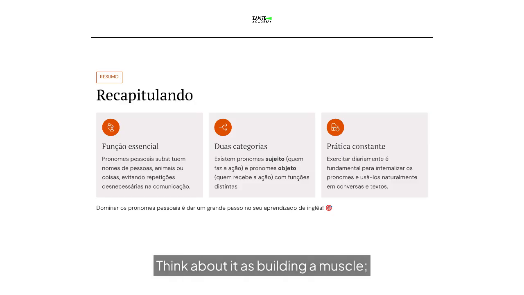Think about it as building a muscle. The more you exercise it, the stronger it becomes. Try using them in your daily conversations or writing. Whether you're chatting with friends or jotting down your thoughts, applying what you've learned will help you internalize these pronouns.